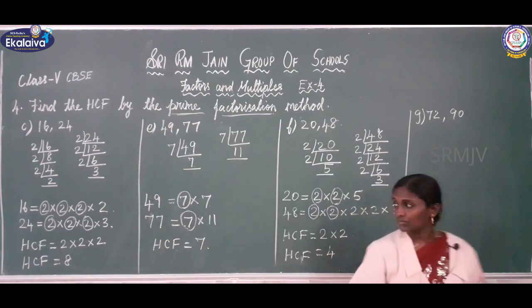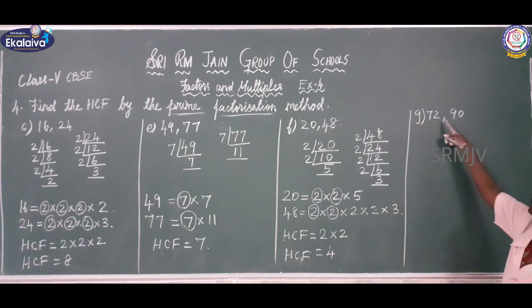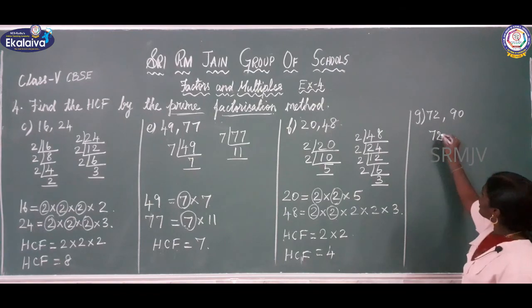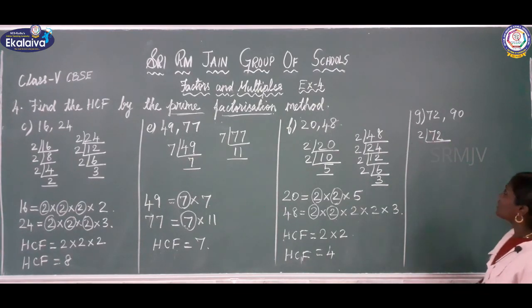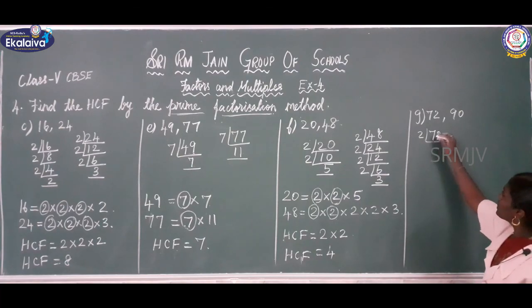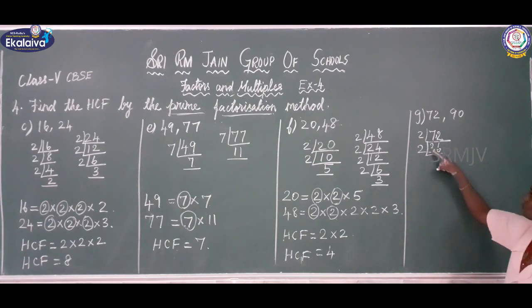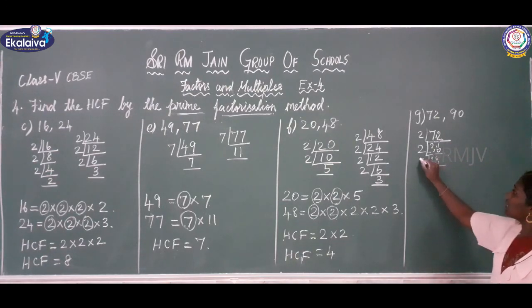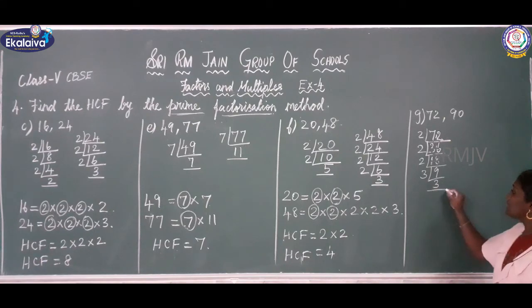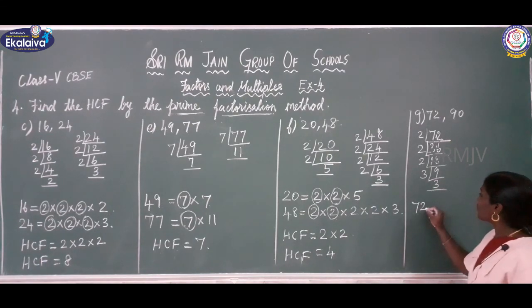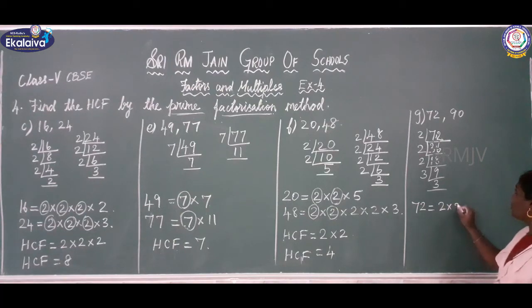Then 72 and 90. 72 is divisible by 2. 72 is an even number, so it's divisible by 2. In 7, 3 times 2, remainder 1. In 12, 6 times, 36. Again, it is divisible by 2. In 3, 1 time, remainder 1. In 16, 8 times. Again, divisible by 2, 18 divided by 2, 9. Here 3, 3 sir. So, prime factorization of 72 is equal to 2 into 2 into 2 into 3 into 3.